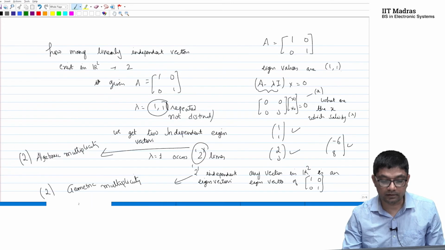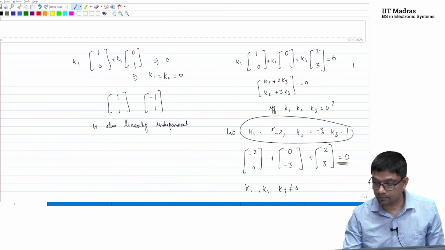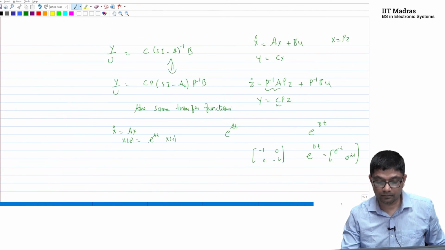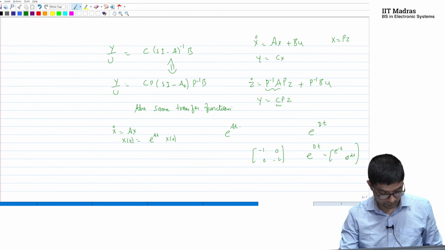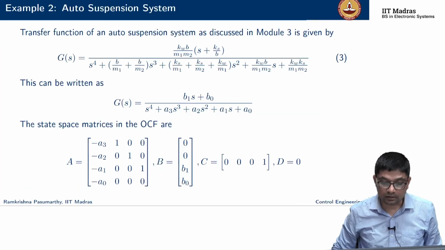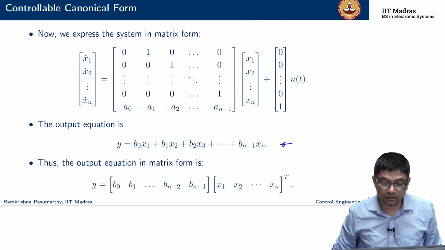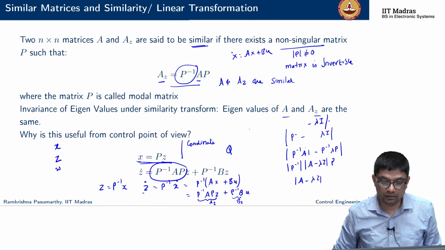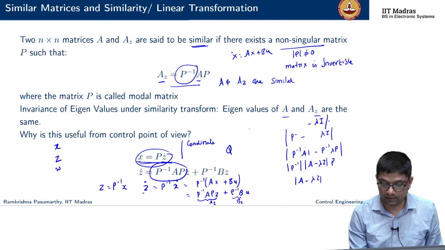how did we write that? Okay, just look at the slides. How did we denote the coordinate transformation? Okay, x equal to P times z.